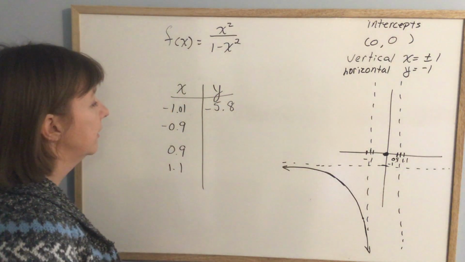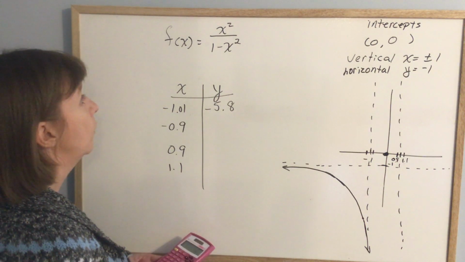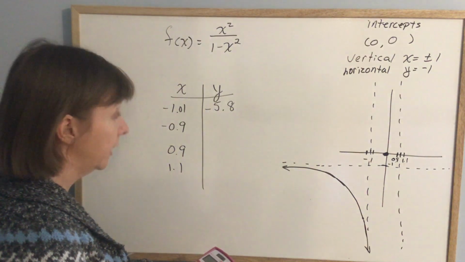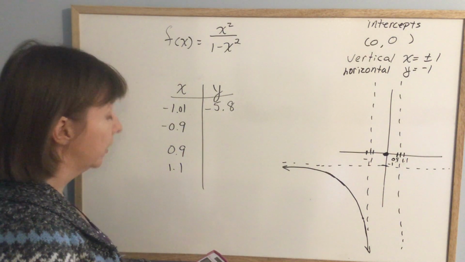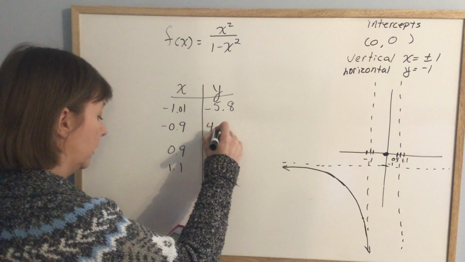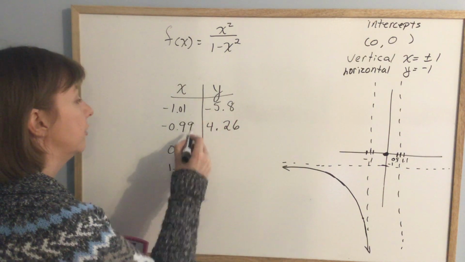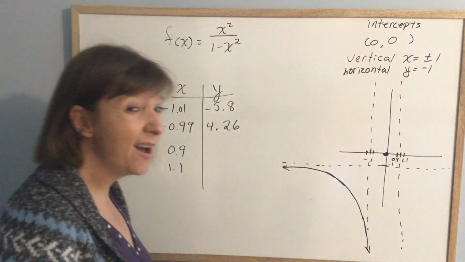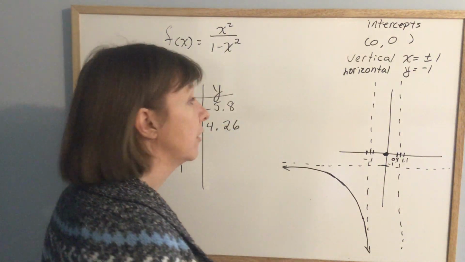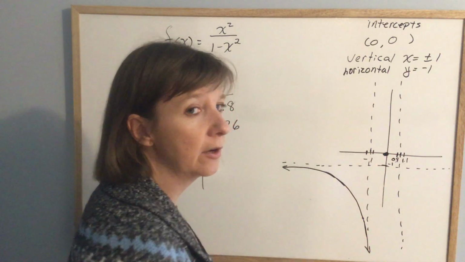So now I'm going to do negative 0.9. So 0.9 squared is 0.81, and 1 minus 0.81 is 0.19. So 0.81 divided by 0.19, I get 4.26. And again, if I had chosen something even closer, like 0.99, I would have gotten like 42 or something as my answer. I would have gotten something even bigger. So again, the closer you get to that negative 1, the better.